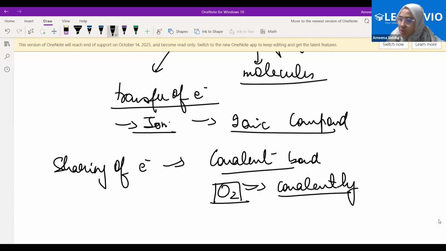Covalently. There's no charged particle here. There's no ionic bond here. There's no presence of ion, but still it's a molecule. So there must have been some sharing of electrons between the atoms, and therefore it has resulted in the formation of the molecule which is covalently formed. Is it understood?